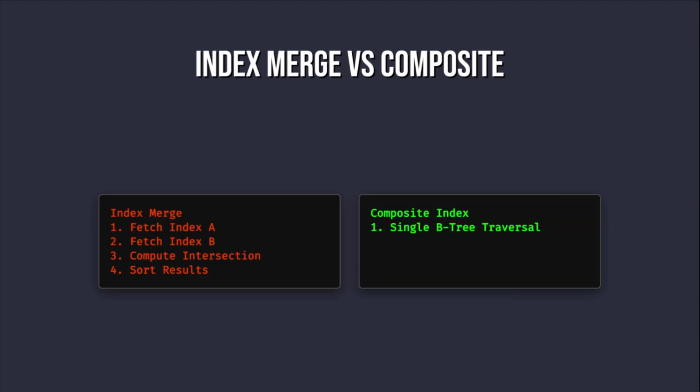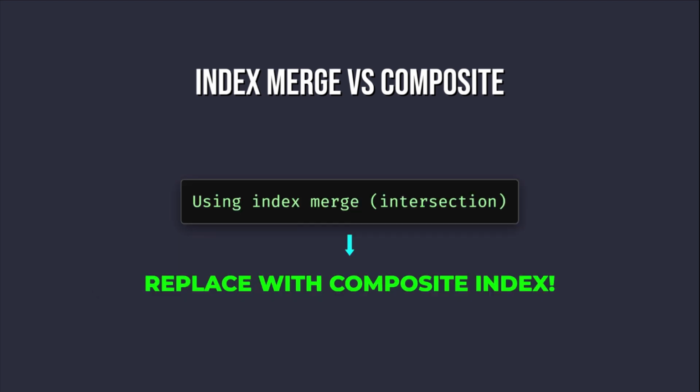Database optimizers sometimes attempt an index merge, combining results from two or more single-column indexes using intersection or union algorithms. While this sounds efficient, index merge operations are computationally expensive, especially when dealing with large intermediate result sets. The database must fetch and sort row identifiers from multiple index structures. A well-designed composite index, however, allows the engine to traverse a single, highly optimized B-tree structure, drastically reducing the overhead associated with merging row pointers.